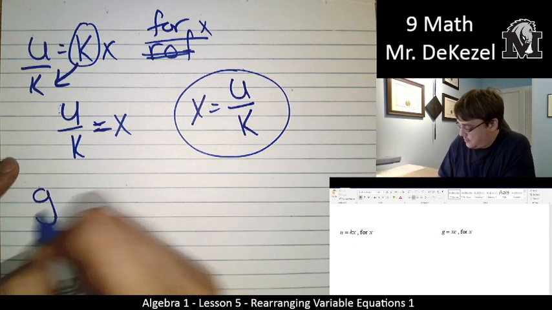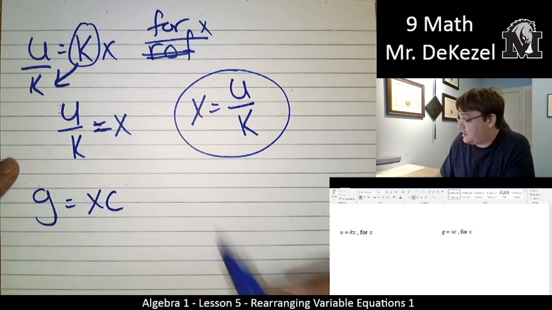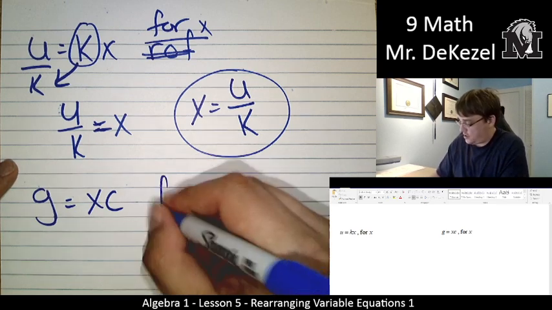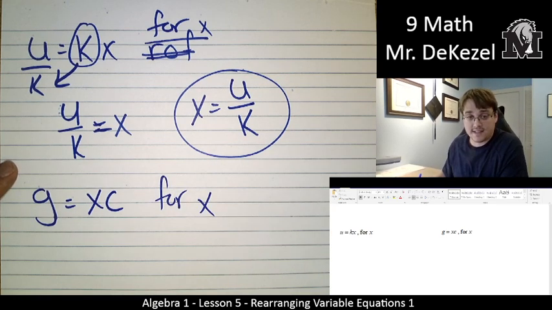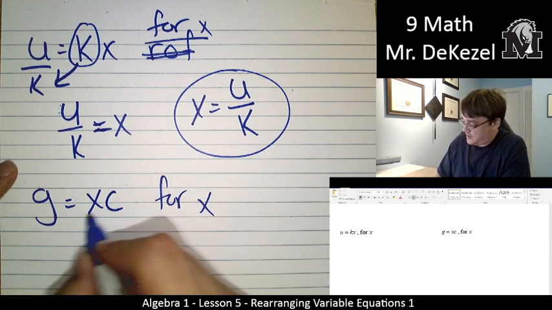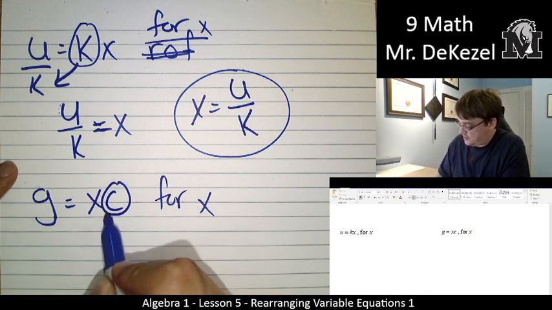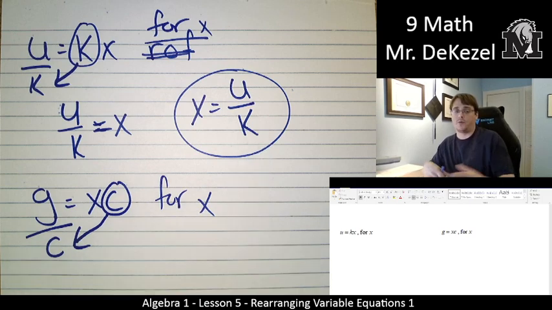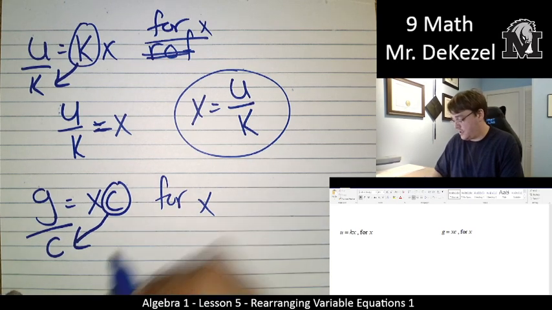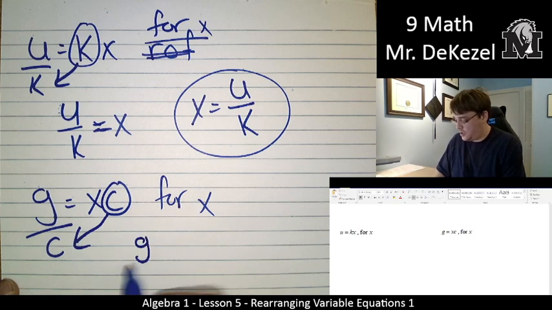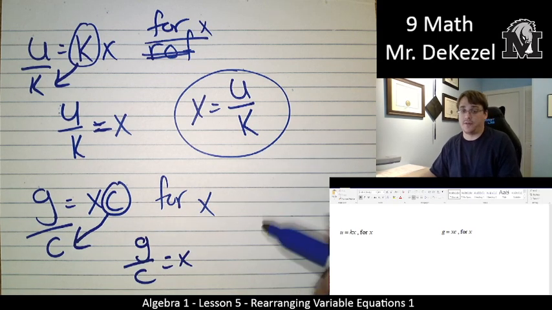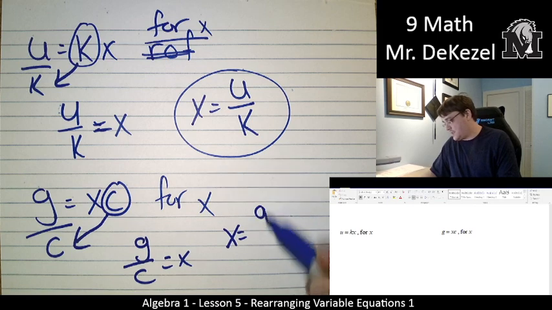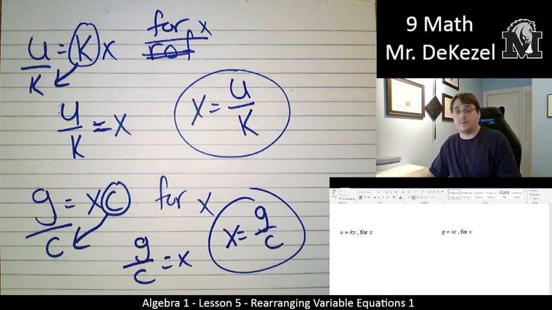g is equal to xc. We're gonna go ahead and solve for x again. We're gonna take c, it's gonna go to the other side and be on the bottom, right? It's on the top on one side, and when we're multiplying, it goes and divides on the other side. So we have g over c is equal to x, but we want to flip it around. x is equal to g divided by c.